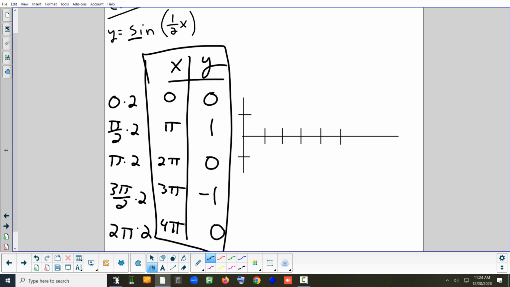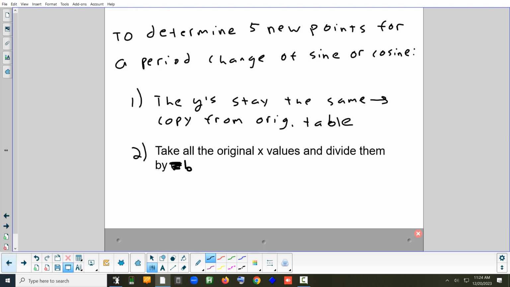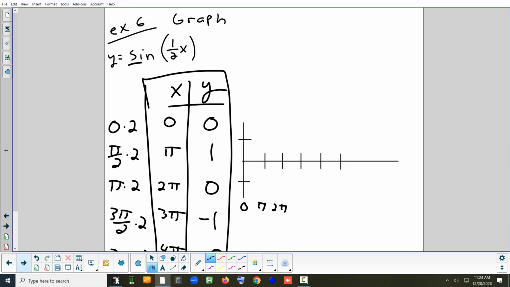I know when you divide by a fraction, you multiply by the inverse of that, so you're multiplying by 2. So for the transformations, either divide by b or multiply by 1 over b. So that would be divide by half, or multiply by 2.